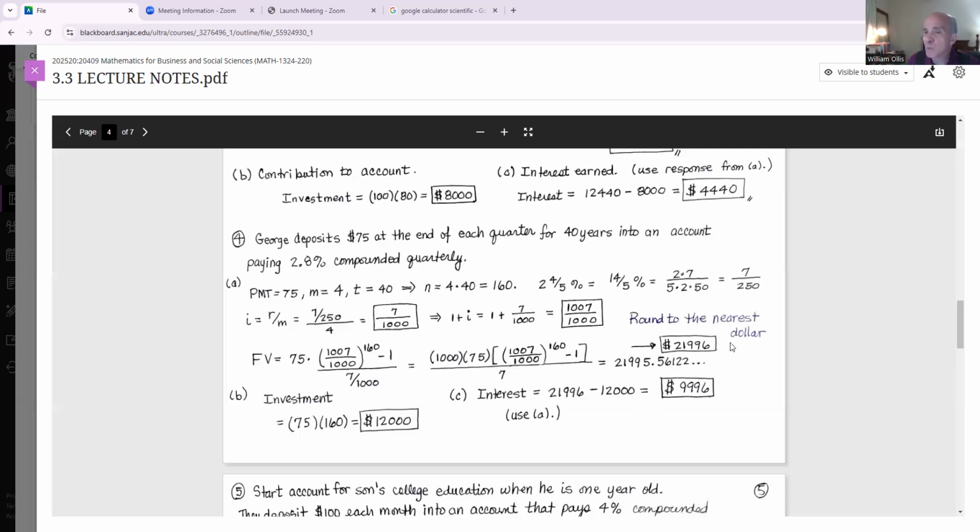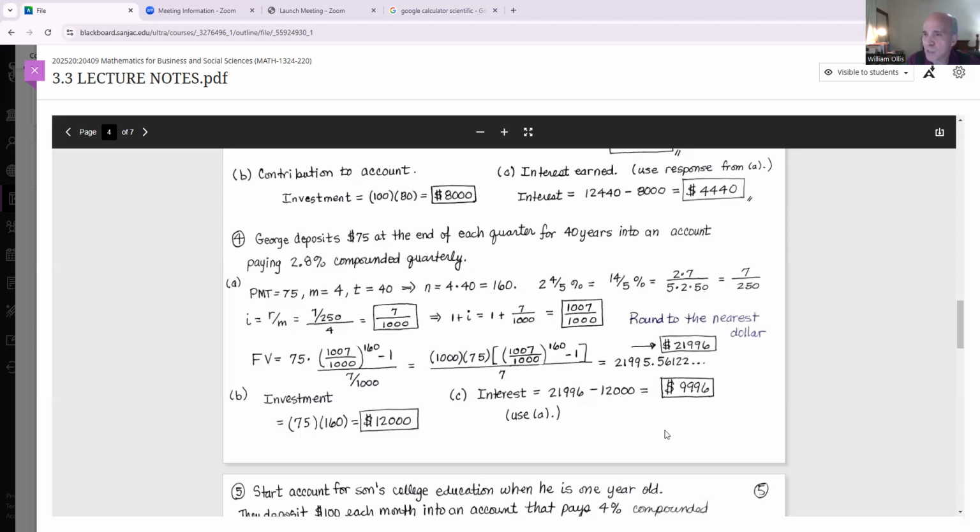Now, for these particular calculations, the formatting was to round to the nearest dollar. So in this particular case, we'll simply use the rule. Since we have the 5 here, we can simply move this 5 up to the 6, and then rounding to the nearest dollar will give us 21,996.